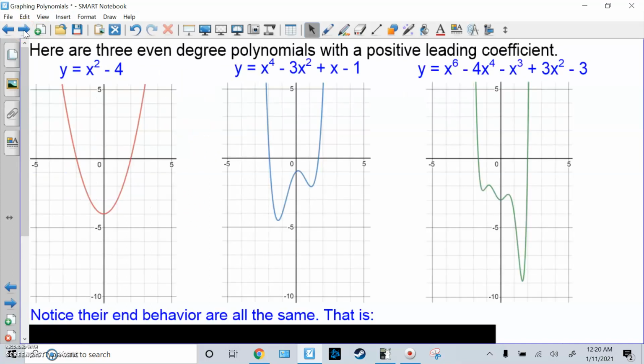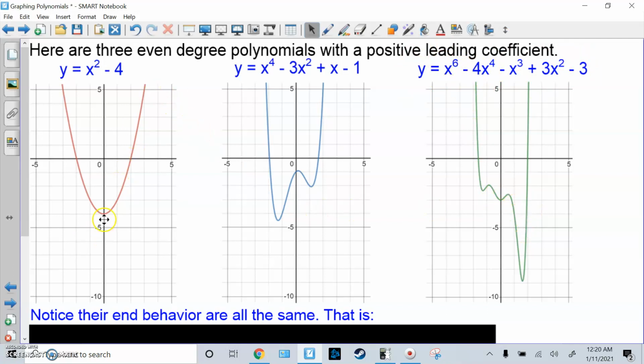So here's three even degree polynomials with a positive leading coefficient. This graph is x squared minus 4. Notice it's a quadratic or parabola, going up because a, or the leading coefficient, is 1, and the degree is 2. Here, the degree is 4. The leading coefficient, the number in front of that, is positive 1. It looks like this W. And here, this is a degree of 6, leading coefficient of 1, so it's positive. And it looks like this thing.